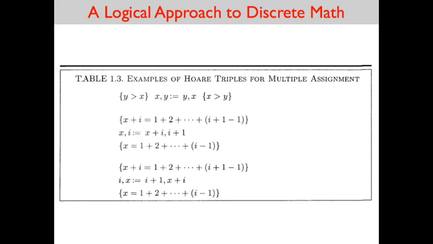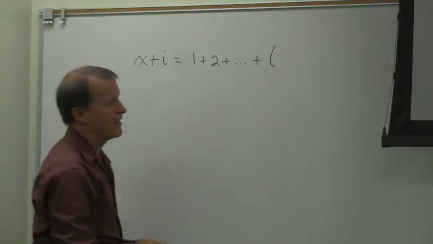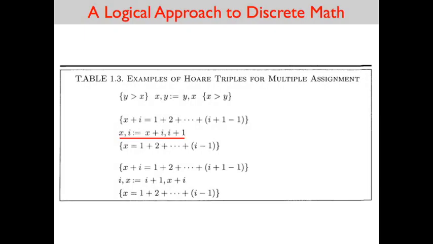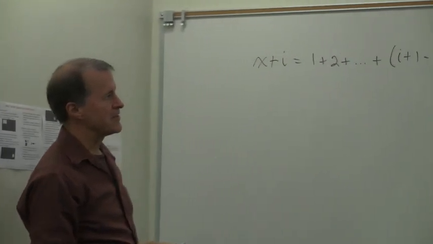And so what we do is we do textual substitution of the statement into the postcondition. Okay, so let's write down what that is. What do we have in the postcondition? We have x. So in place of this x, what are we going to get? x plus I. And now, in place of this 1 plus 2 plus dot dot dot plus I minus 1, this is going to be 1 plus 2 plus dot dot dot plus, but now instead of I minus 1, this I is going to be I plus 1. So this is going to be I plus 1 minus 1. And sure enough, that's what we have up here.